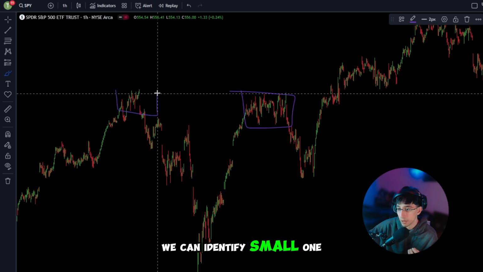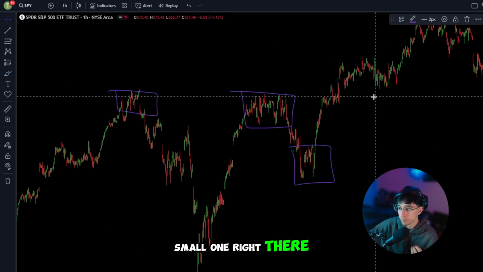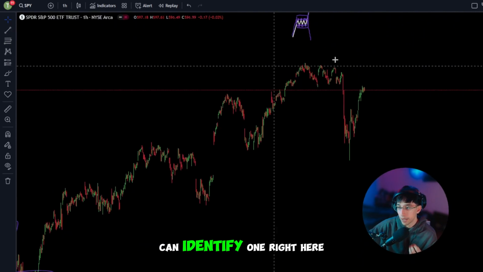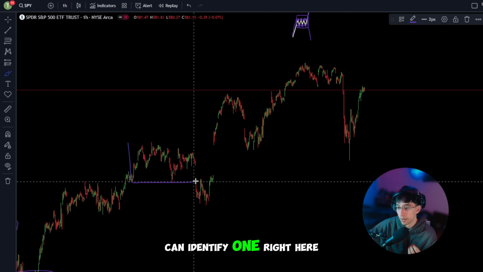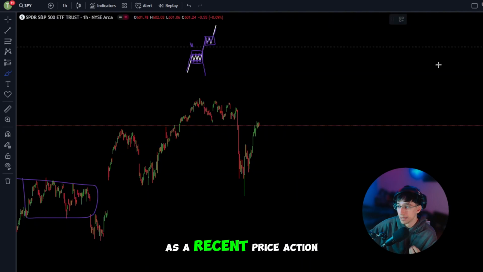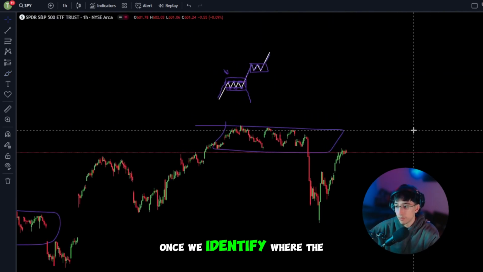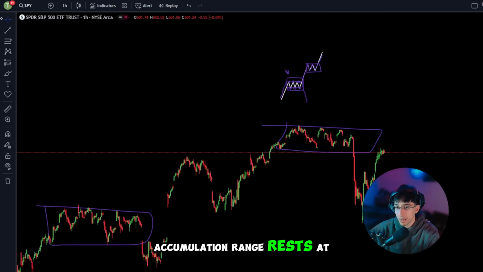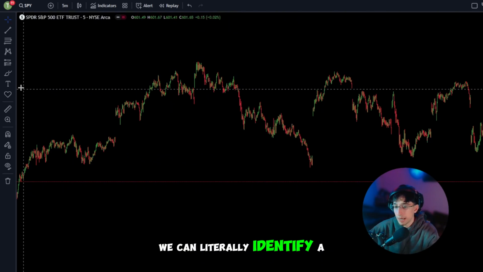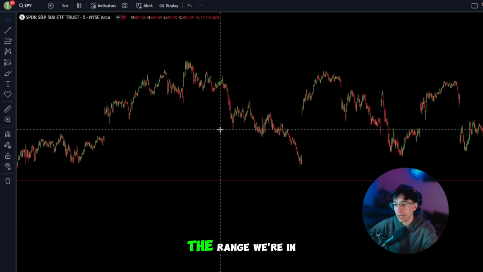We can identify a small one over here, small one right there. As we go up, we can identify one right here. Now I'm gonna show you guys a great example as a recent price action, and it's gonna be resting right here. So once we identify where the accumulation range rests at, and looking at it on a 5-minute chart here, we can literally identify a buy side and sell side liquidity simply by using half of the range we're in.